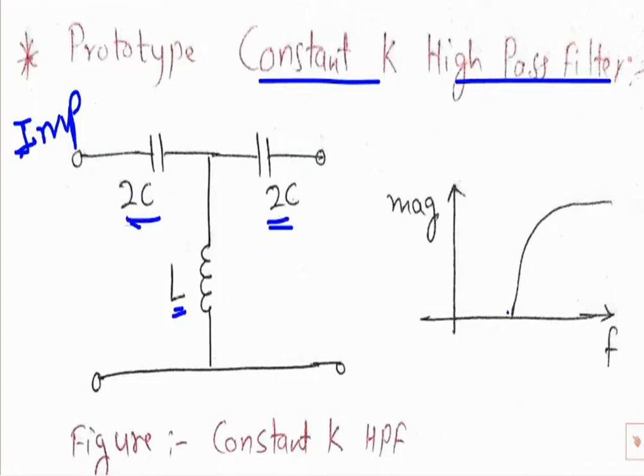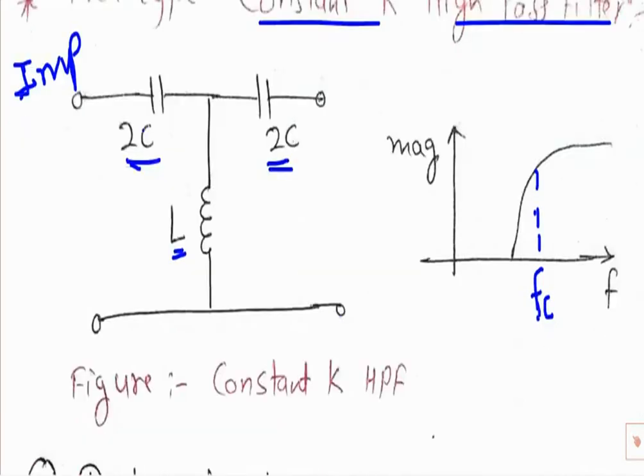Its frequency response will be like this. It will pass the high frequency signals and low frequency signals will be stopped. So this is the cutoff frequency. And this is the diagram of the constant K high pass filter: 2C, 2C, L.